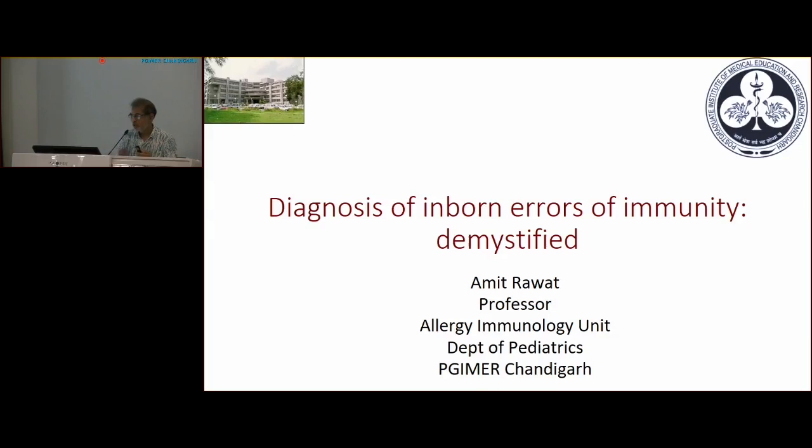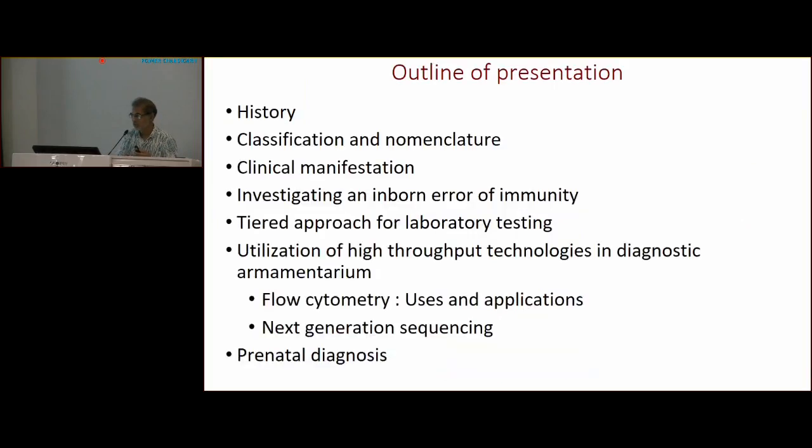So the outline of the presentation is that I will be talking briefly about the history of inborn errors of immunity as they are now called, and previously they were known as primary immunodeficiency diseases, and their clinical manifestations. How do we go about investigating an inborn error of immunity? What is a tiered approach for laboratory testing?